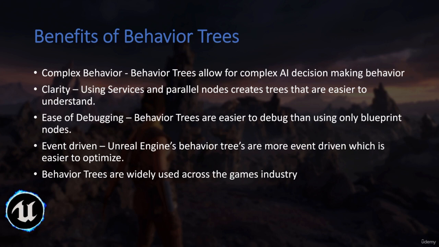There are many benefits to using behavior trees. Some of those benefits include complex behavior. Behavior trees allow for complex AI decision-making behavior. Clarity. Using services and parallel nodes creates trees that are easier to understand. Ease of debugging. Behavior trees are easier to debug than using only blueprint nodes. Event-driven. Unreal Engine's behavior trees are more event-driven, which is easier to optimize. Behavior trees are widely used across the games industry, which is why I have chosen to set up the AI system for this course using behavior trees.